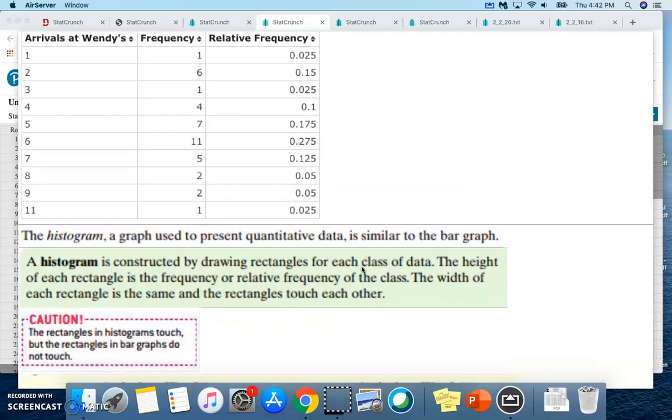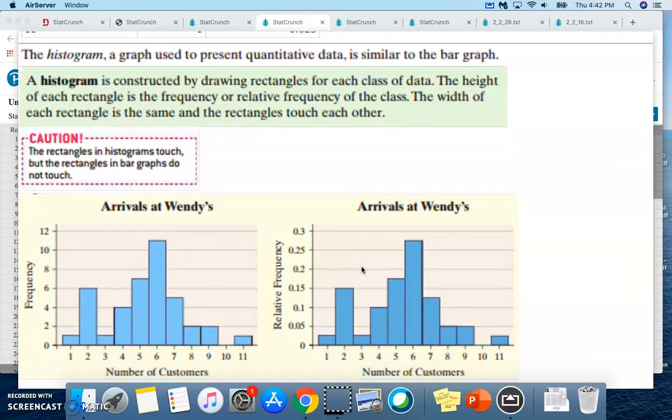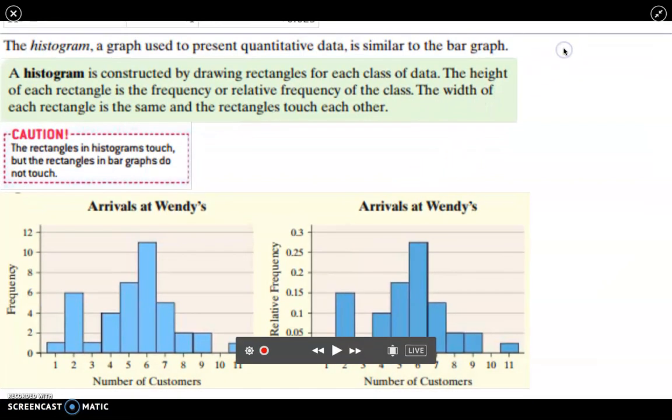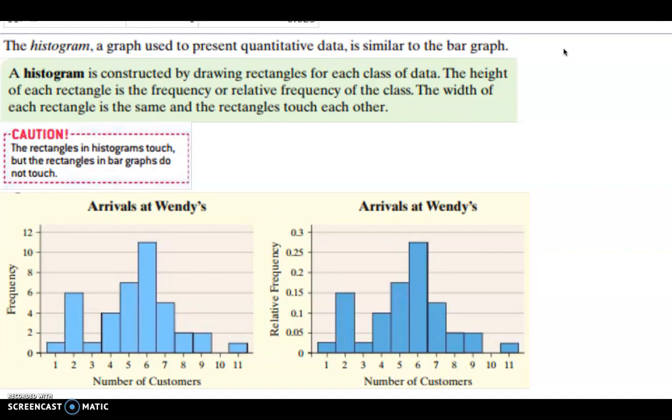So now we're going to look at this idea called a histogram. A histogram is constructed by drawing rectangles for each class of data. The height of the rectangle represents either the frequency or the relative frequency of each class, and the width of the rectangle is the same. The rectangles will be touching each other in these histograms.